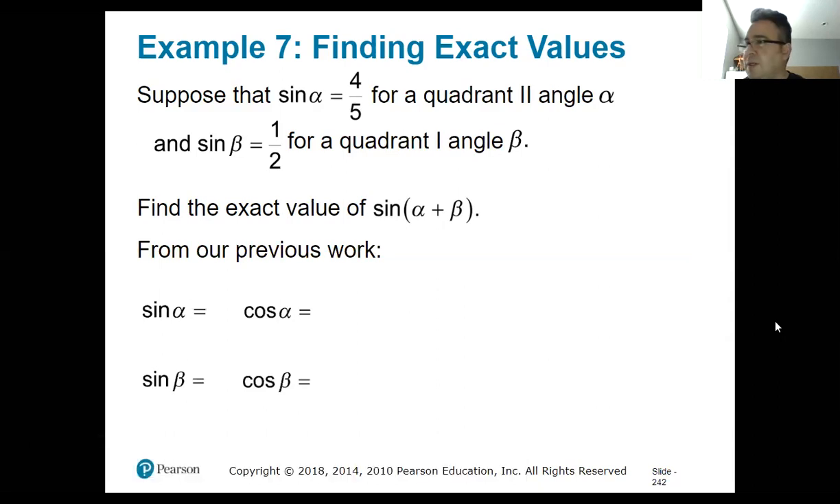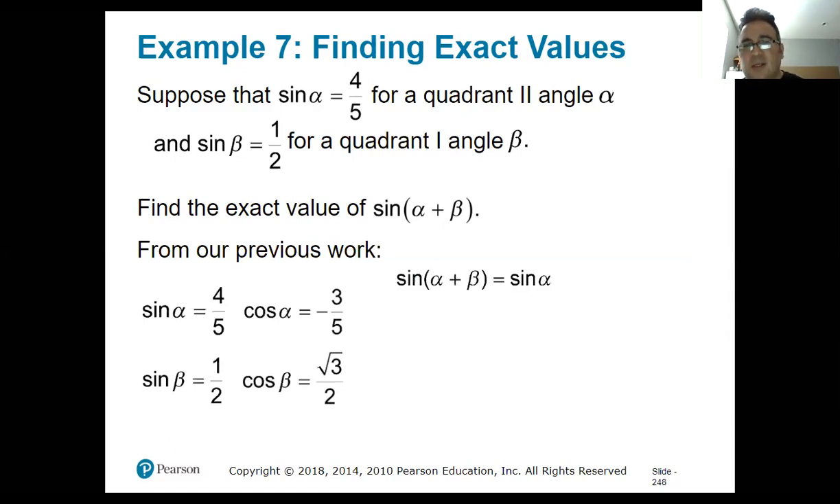Okay. So this is what we had already from sine and cosine of alpha and beta. Now it's just a matter of putting your values into the formula.